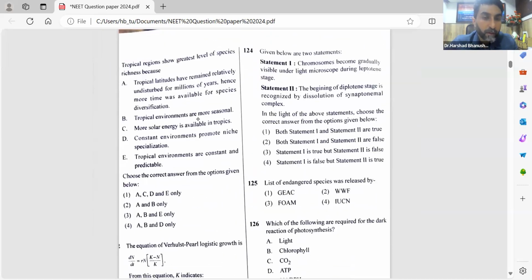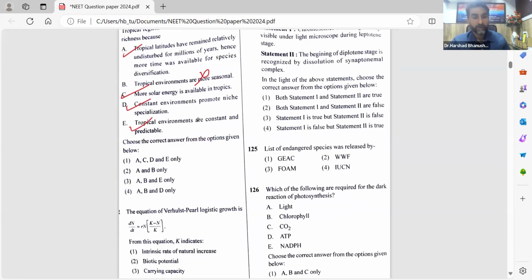Now, the tropics show a lot of species richness, because tropics are comparatively longer and have relatively more time. They are not more seasonal, they are less seasonal. They are near the equator, more solar energy. They have constant and predictable environment which provides niche specialization. So except the B statement, all the other statements are the true reasons. So answer would be option number 1.